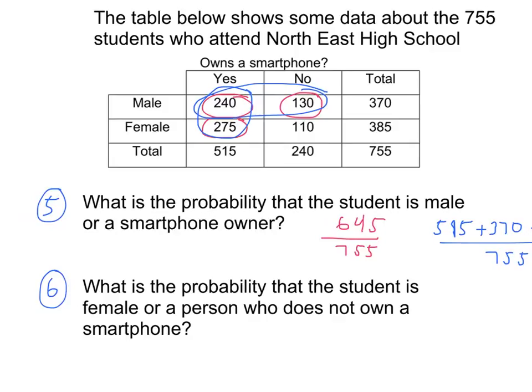Okay, do number 6, please, on your own. That one's the probability that the student is female or a person who does not own a smartphone. Okay, let's check. Probability of being a female or a person who does not own a smartphone. I'm sorry this is kind of messy, but females would be this, the 275 and 110, that's 385. But then we also have to count the males who don't own a smartphone. That's these. So that's 275 plus 110 plus 130. That's a total of 515 out of 755.